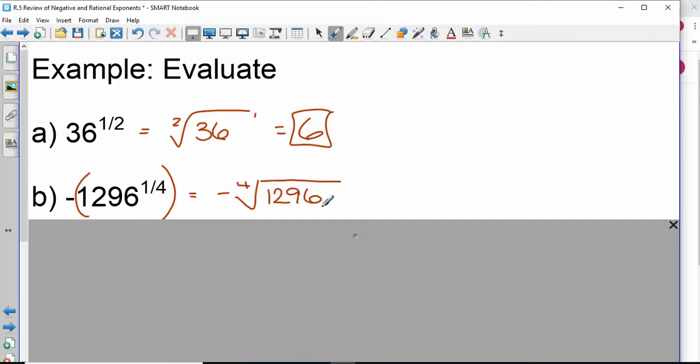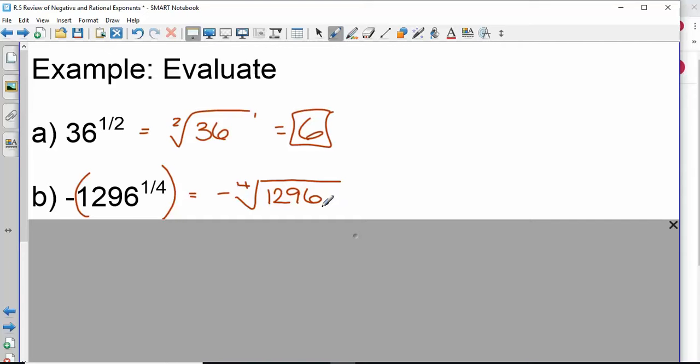Do you guys know how to put in a fourth root? On these graphing calculators, if you hit 4 and then go math, number 5, that turns it into a fourth root. So if you wanted a sixth root, you would do 6 and then go math number 5.